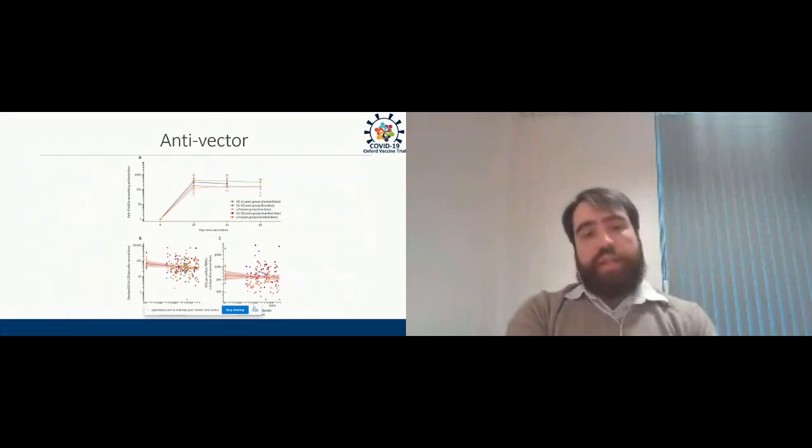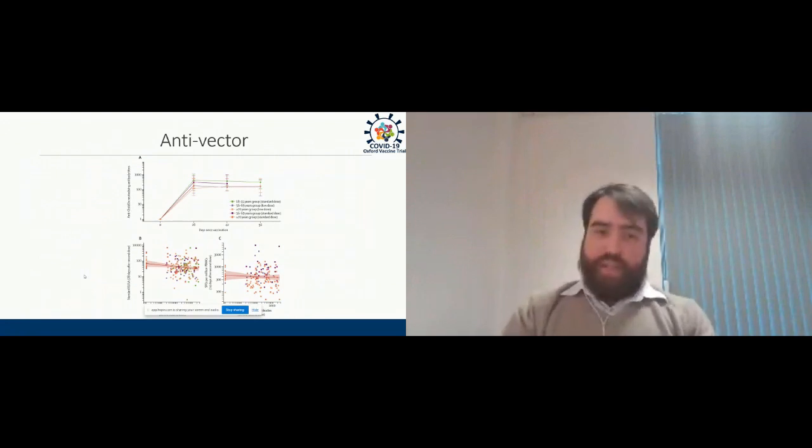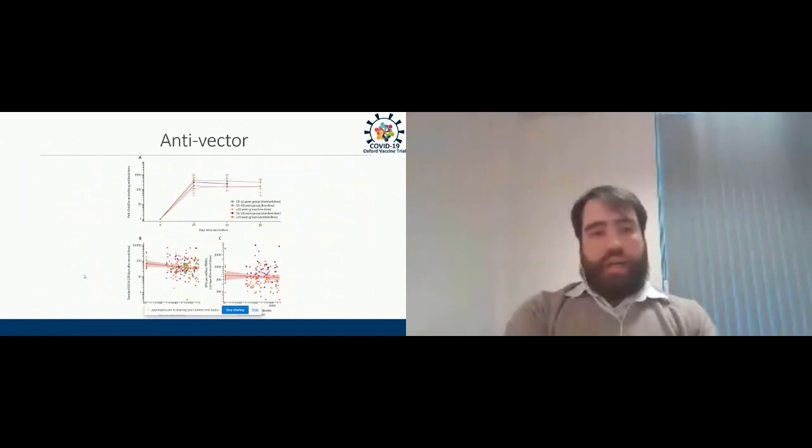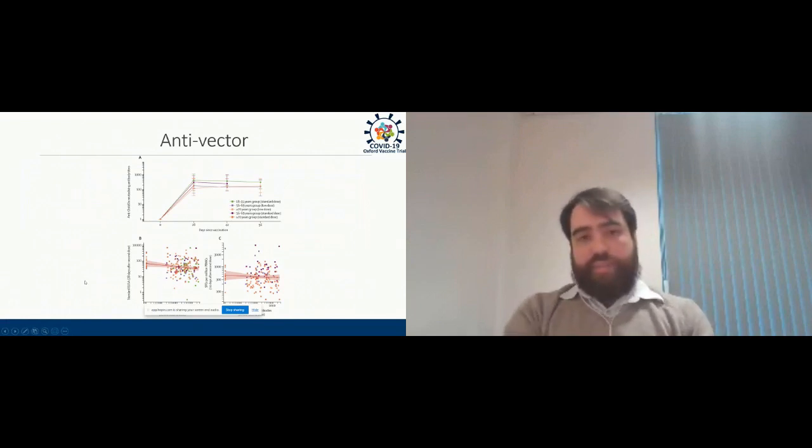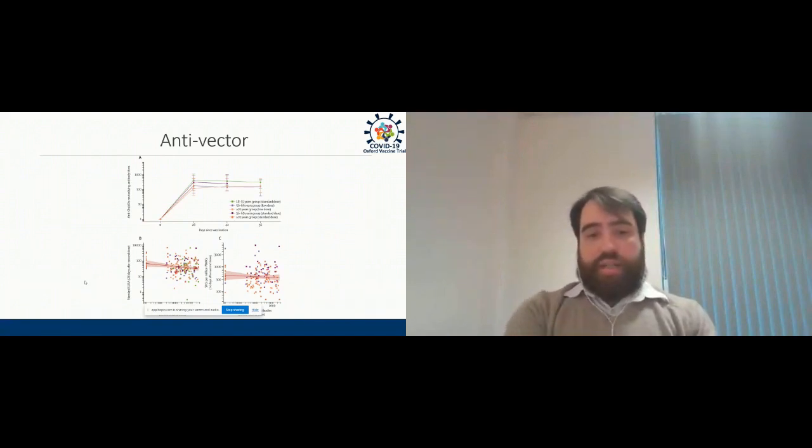And we could also see that there was a negative correlation between the neutralizing antibody titers seen post the first dose and immediately before the second dose, and the antibody levels seen after the second dose. So the greater the anti-vector antibody titers, the lower the increase in binding antibodies against the antigen that was observed. But there was no correlation between the presence of anti-vector immunity and T-cell responses.